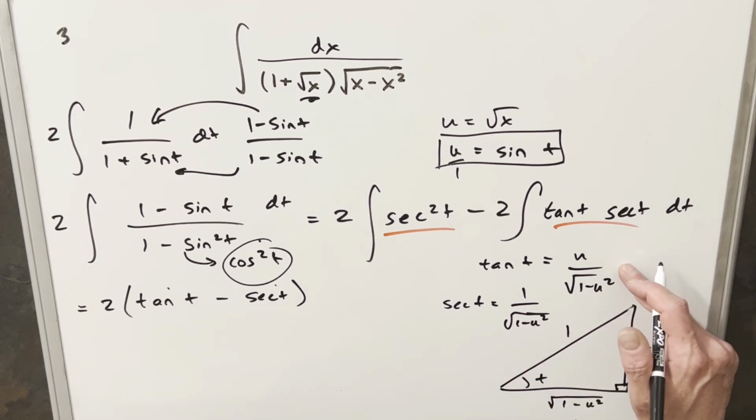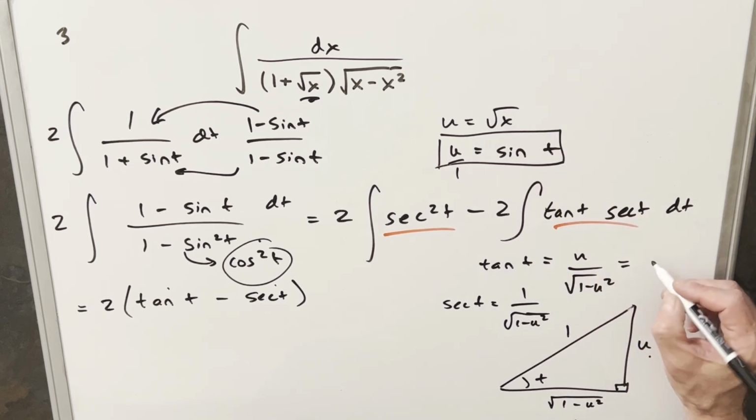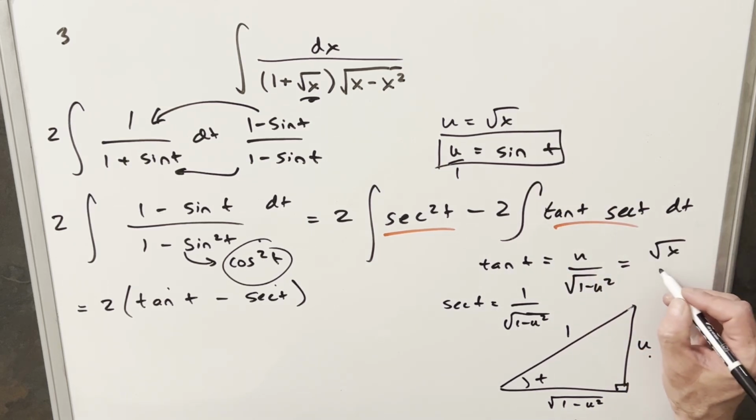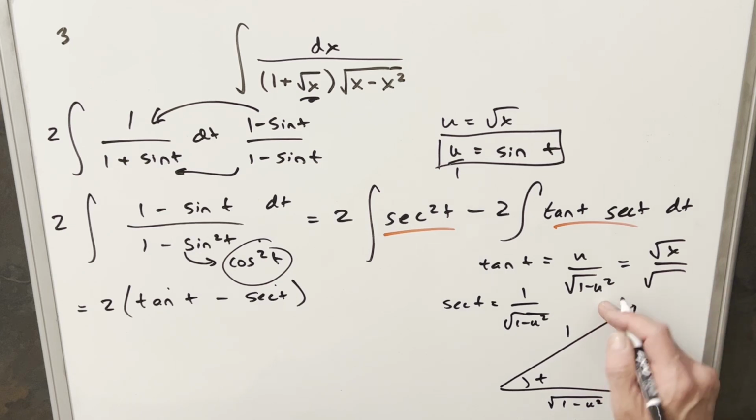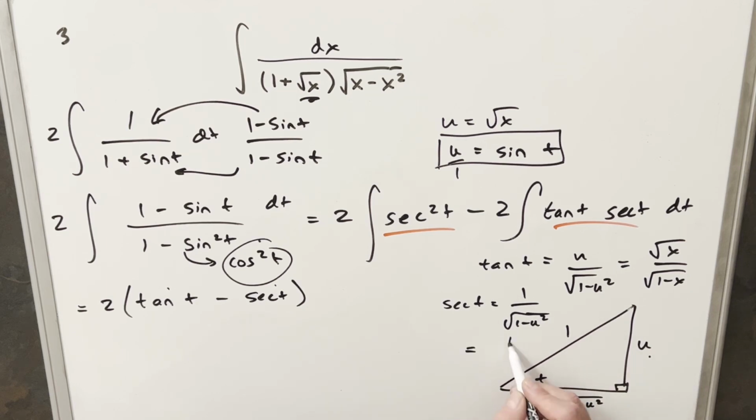But rather than putting it back into u, we want to get it back to x. So each of these u values is square root of x. So I can actually get it all the way to x here. So we can have over here square root of x. And this one, square root of x squared, is going to give me a 1 minus x here. And then for secant, I don't really have room there, so let's put it over here. This is going to be the same denominator, so it's just going to be square root of 1 minus x.